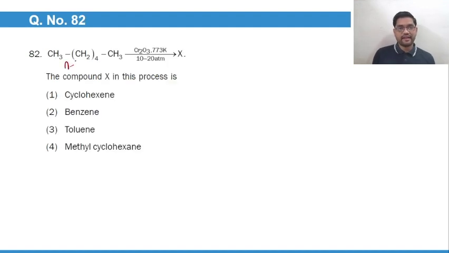This is n-hexane treated with chromium oxide at 773 Kelvin at 10 to 20 atmosphere to give you X. This is an aromatization reaction and it has to be benzene. So the right answer has to be benzene. Right answer is option number 2.